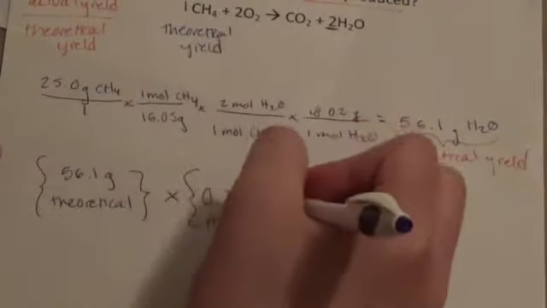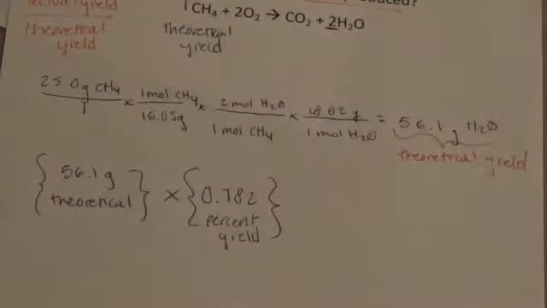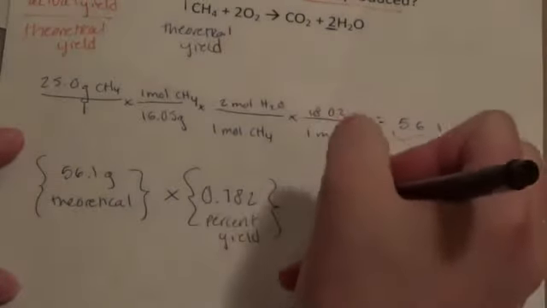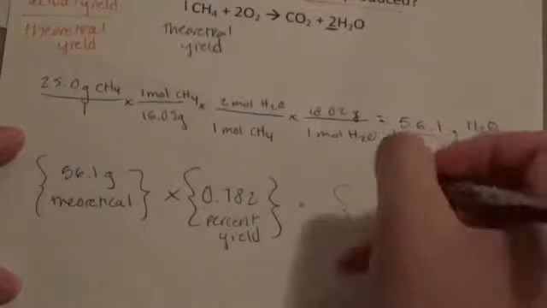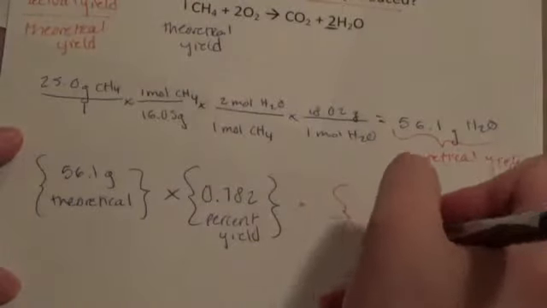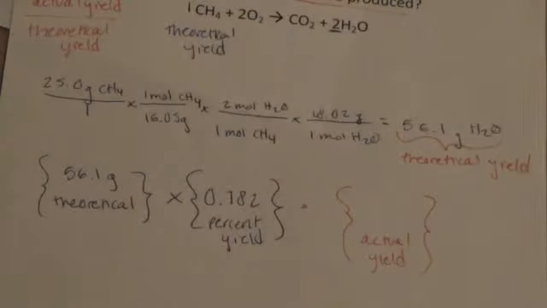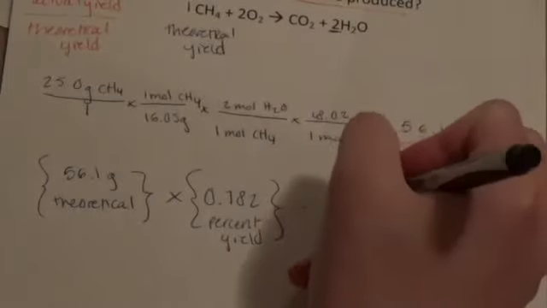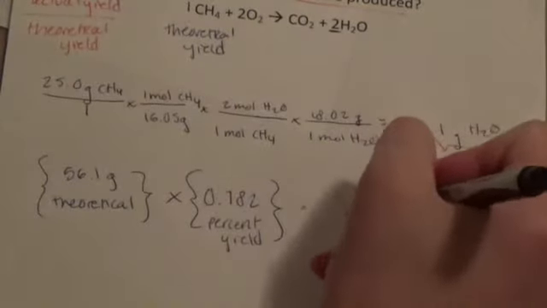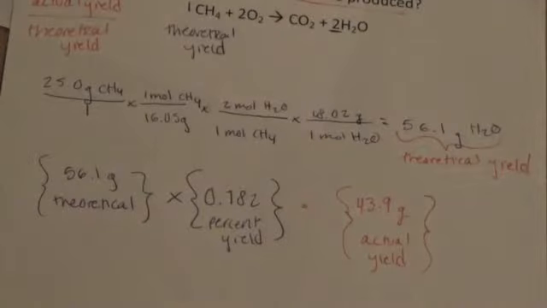And again, the percent yield is just showing the efficiency of the reaction. So by multiplying the theoretical by the percent yield, we can get our actual, which in this case is going to be 43.9 grams.